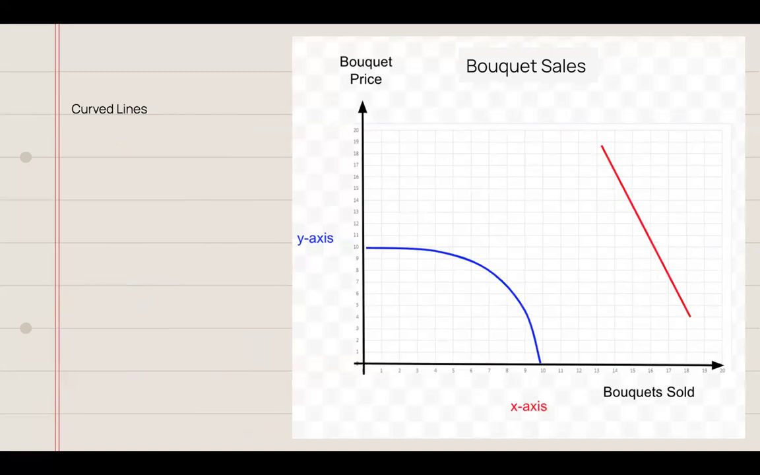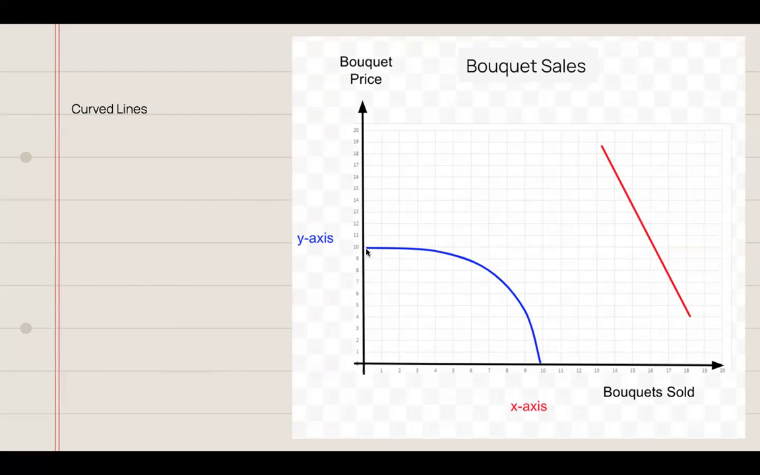Now let's talk about curves. You often see curves in economic graphs. What does that mean? So with a curve, unlike with a line, like this red line, the slope of this red line is the same everywhere on the line. With a curve, the slope changes over the course of the curve. You can see it's very gradual up here, and then it gets steeper and steeper as you go down the curve.